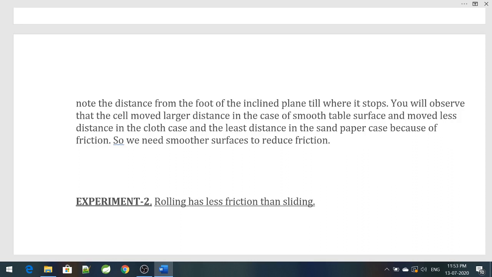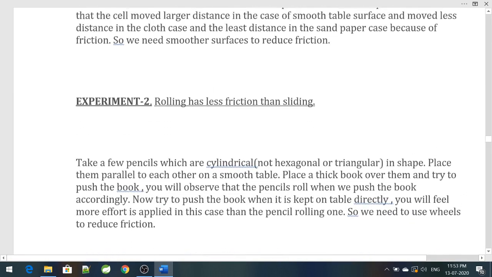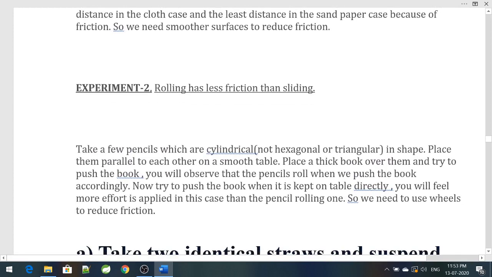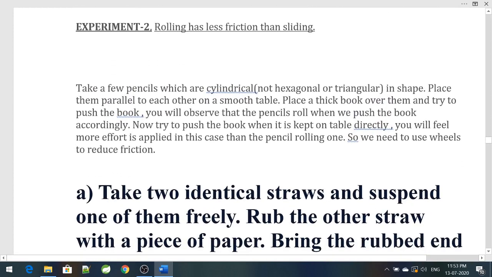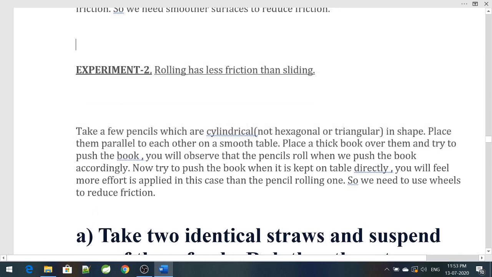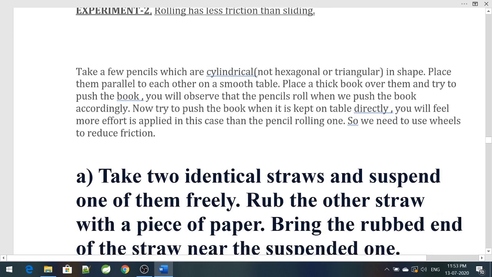So smoother surface reduces the friction. By this experiment we concluded that smoother surfaces have less friction. We can reduce friction by smoothening the surfaces. Experiment 2. Rolling has less friction than sliding.